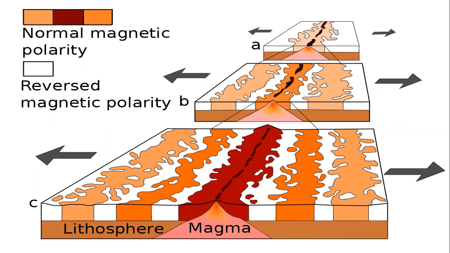Many times in Earth's history, the magnetic poles have switched positions. North becomes south, and south becomes north. When the north and south poles are aligned, as they are now, geologists say it is normal polarity. When they are in the opposite position, they say that it is reversed polarity.